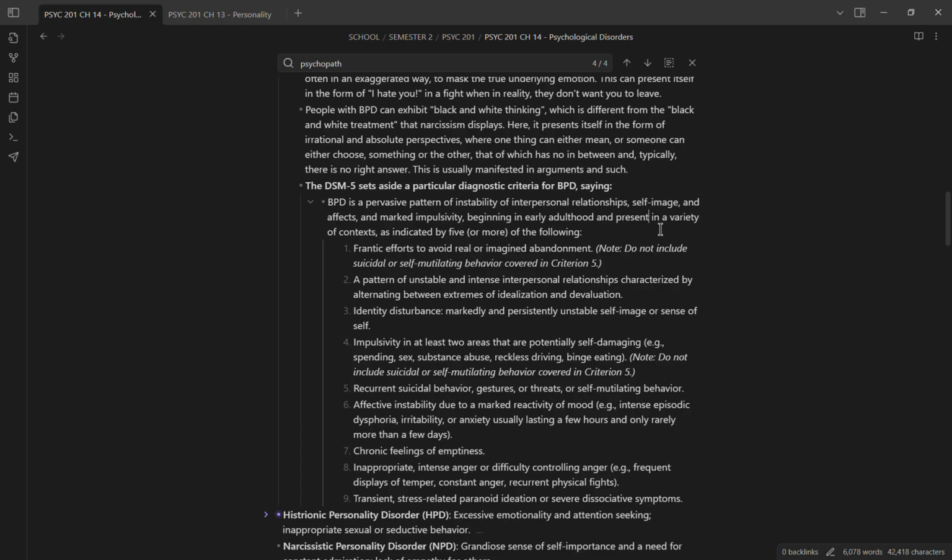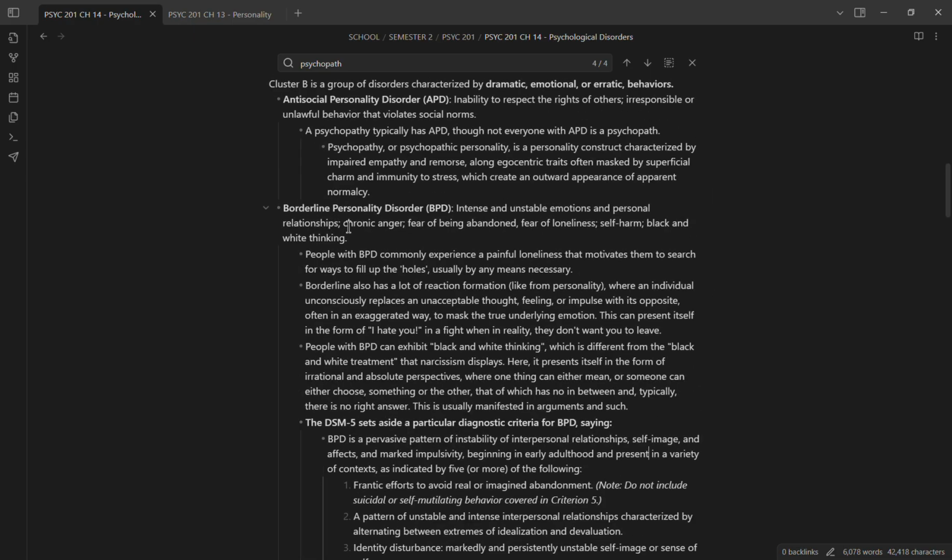are damaging, right? Sex, binge eating, reckless driving, whatever it may be, recurring suicidal behavior, threatening against the self, affective instability due to the marked reactivity of mood, chronic feelings of emptiness, inappropriate anger, difficulty managing emotions, transient stress-related paranoia. These are all BPD symptoms, right? I think we have a good understanding of it now.